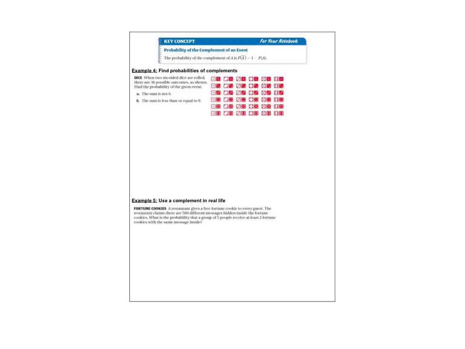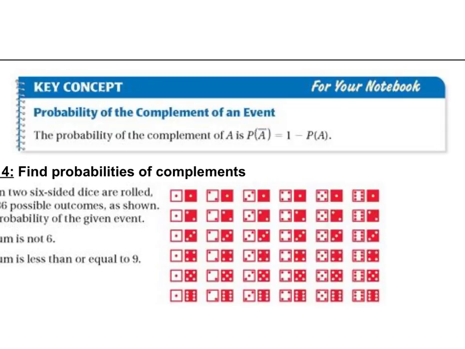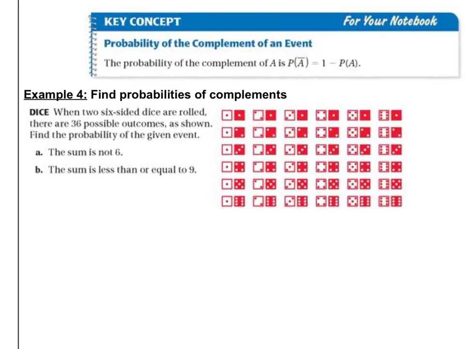So after all that hard work on the front, now we're going to talk about what it is to be a complement of an event. And it's very simple. You take the probability of an event, and you just take 1 minus that probability to find its complement. All right? So let's take a look at an example. When 2 6-sided dice are rolled, there are 36 possible outcomes, as shown. Find the probability of the given event. Part A is the sum is not 6.